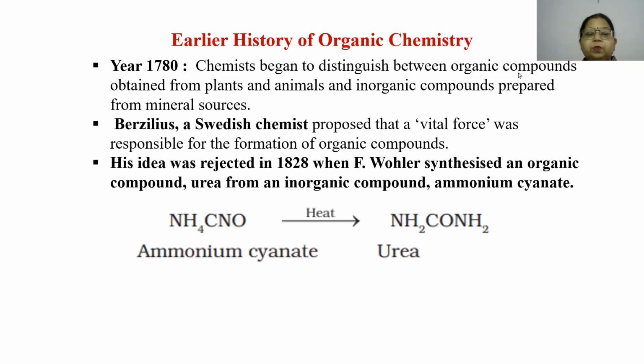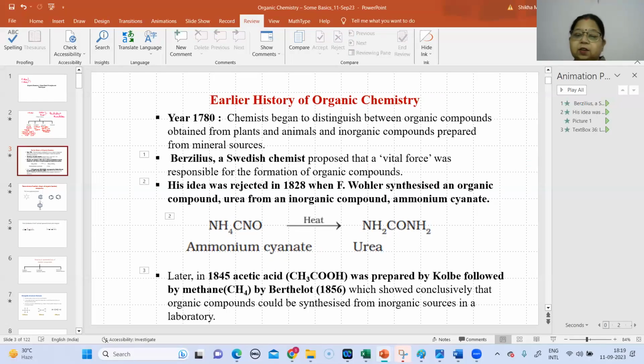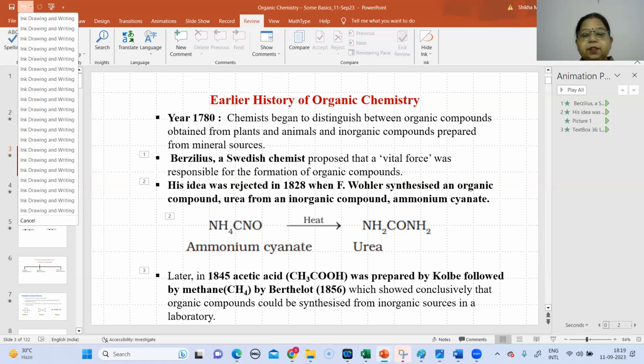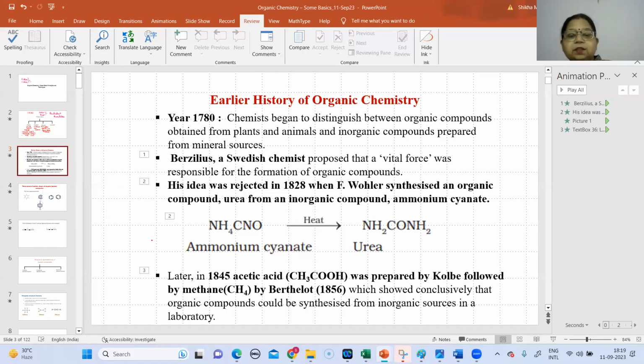But after a few years, in 1828, there was another scientist named Wohler. What he did was synthesize urea, NH2CONH2, as you can see on my screen. He synthesized urea in the laboratory. That means urea is an organic compound, right? So what does it mean? It means that organic compounds do not require any vital force. They can be synthesized outside our body also. Is it clear to everyone?